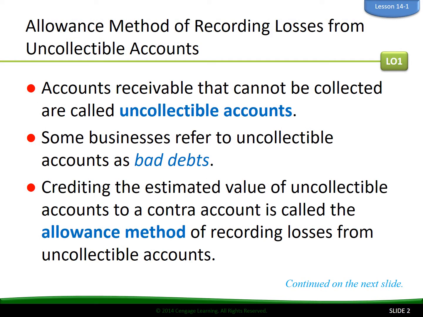Allowance method of recording losses from uncollectible accounts. We have some vocabulary here. Let's start with uncollectible accounts. These are accounts receivable that cannot be collected. Bad debts means some businesses refer to these uncollectible accounts using that, bad debts. Crediting the estimated value of uncollectible accounts to a contra account is called the allowance method of recording losses from uncollectible accounts. More on that.